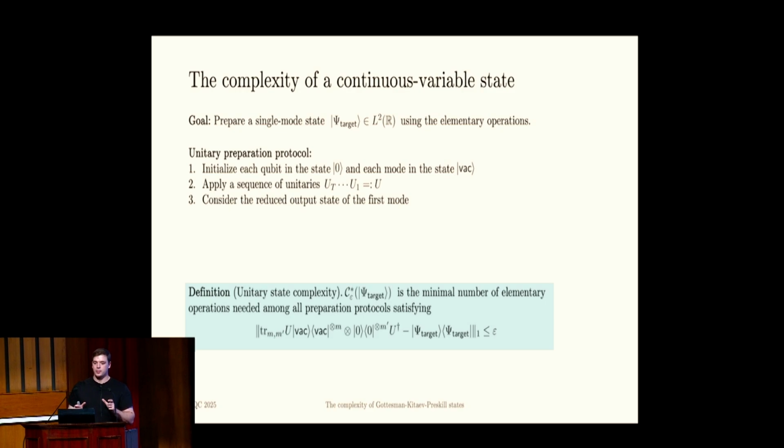We consider 2 preparation protocols, which induce 2 different definitions of state complexity. First, the unitary preparation. We initialize each qubit in the 0 state and each mode in the vacuum state. Then we perform a sequence of these elementary unitary operations. Again, we consider the output state of the first mode, the reduced density matrix on the first mode. Similar to the qubit case, we say that the complexity of our target state is the minimum number of operations we need in order to prepare a reduced density matrix that is epsilon close to our target state.